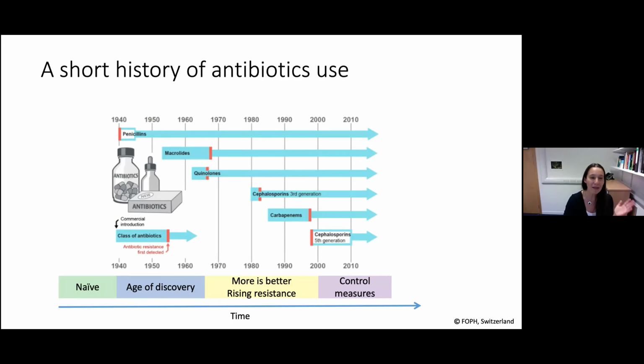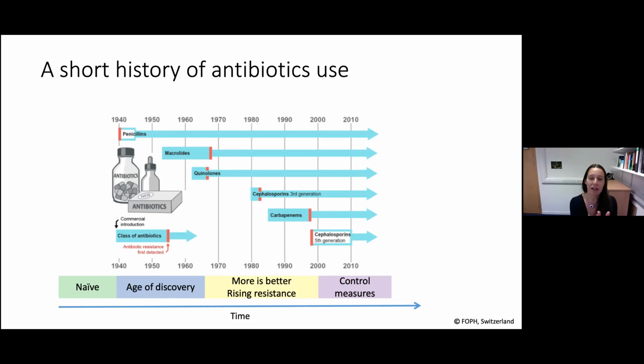So before the 1940s, before the mass production of antibiotics started, this is a time period that we could call naive. So it's supposed not to be too heavily impacted by human antibiotic production. For the first 20 years or so, between the 1940s and 1960s, this is a period that's referred to as the golden age of discoveries. Different antibiotic classes were discovered. There was this major enthusiasm about using antibiotics. They have absolutely revolutionized medicine.